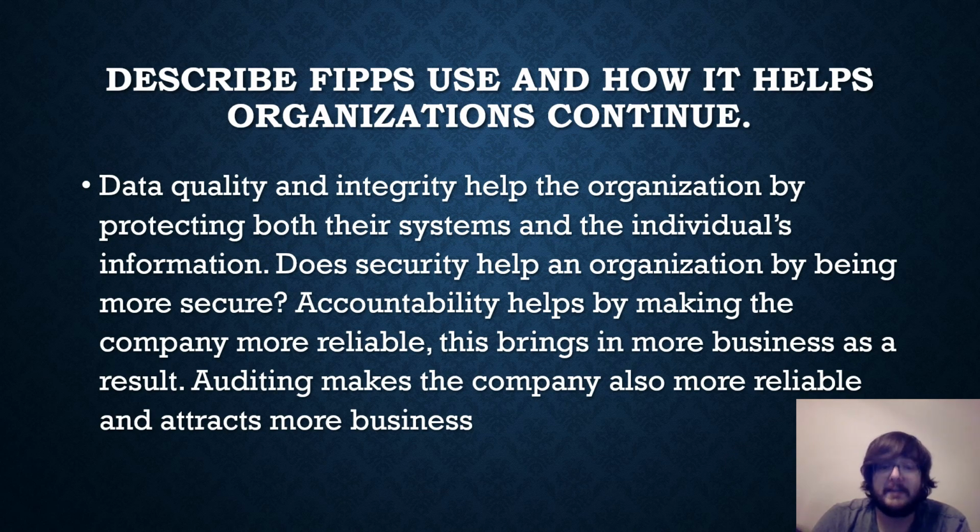Data quality and integrity help the organization by protecting both their systems and the individual's information. Security seems as if it would be easy to explain, but saying that it is more secure doesn't really get the entire idea across. Having the information be more secure and having the company be more secure also allows the individual to be more secure as well. It is a feedback loop into itself, and it makes everyone safer for it.